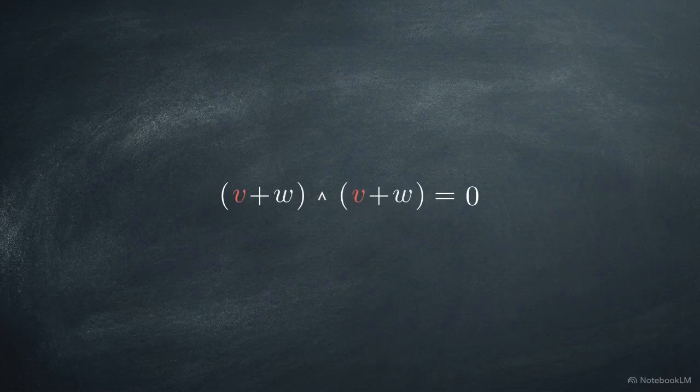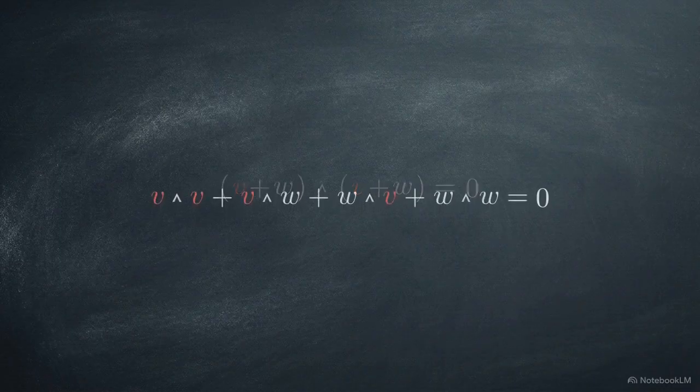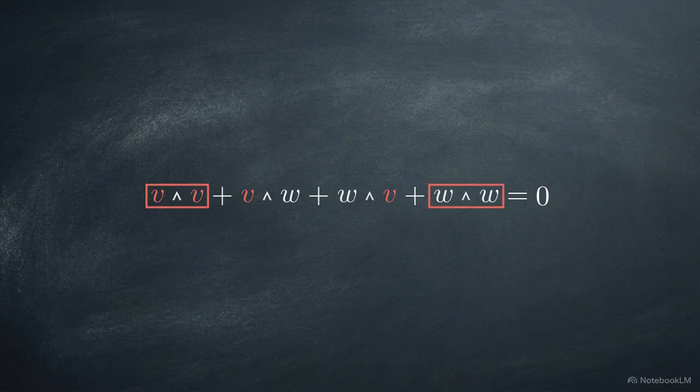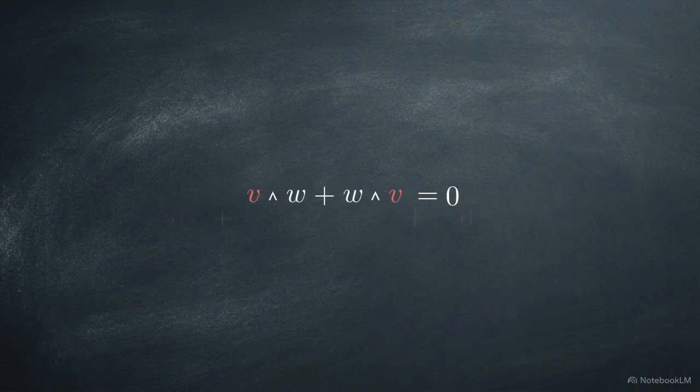We can test the algebraic consequences of this rule by wedging a sum of two vectors against itself. By definition, this must also equal 0. Assuming the wedge product is bilinear, we can expand this expression into 4 distinct terms. Applying our alternating axiom, the self-wedged terms, v wedge v and w wedge w, evaluate to 0 and drop out. We are left with v wedge w plus w wedge v equals 0.